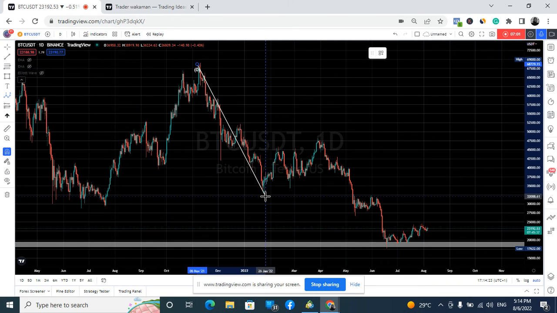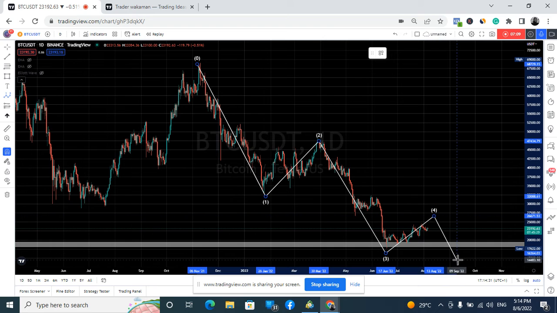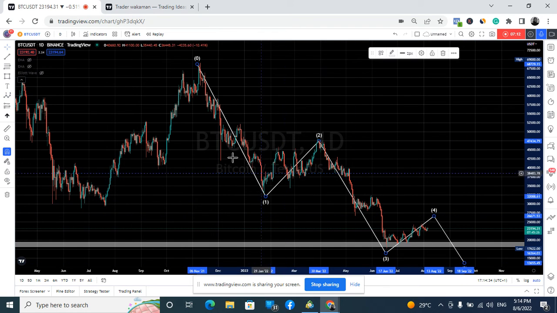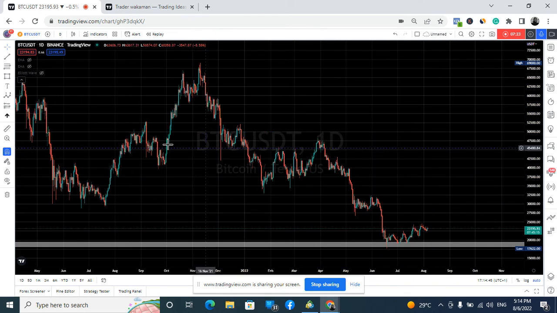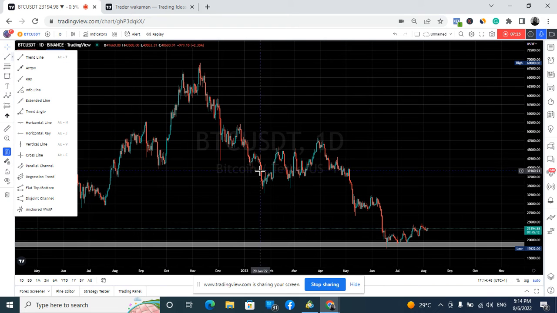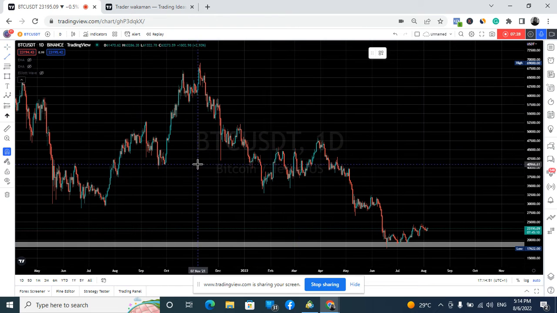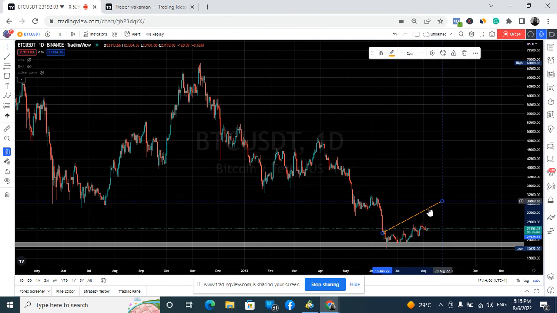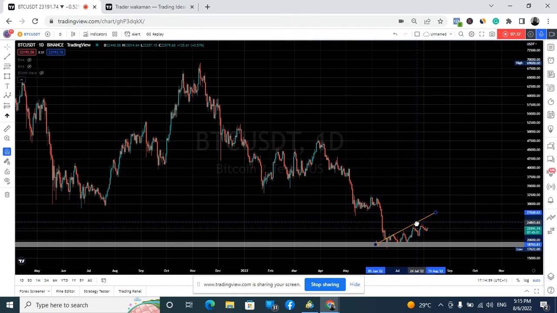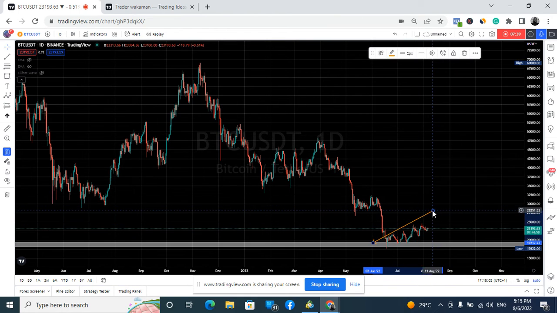It has counted like this 1 2. So we're expecting this one to be 3 4 5. So this is 1 2, and because this is ABC correction, this is 3 4. And if you check out this 3 4, I just want to make sure I break everything down. This is showing us a bearish flag pattern around this side, because if you want to trade this pair, you have to be very careful.